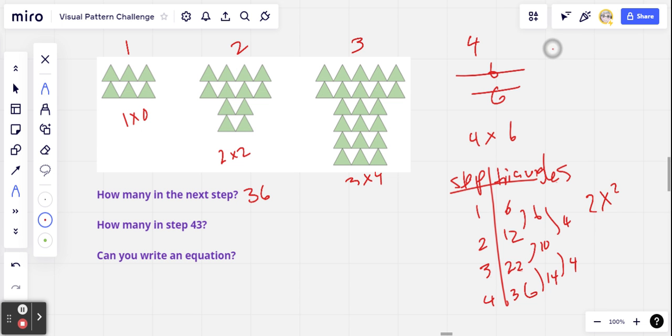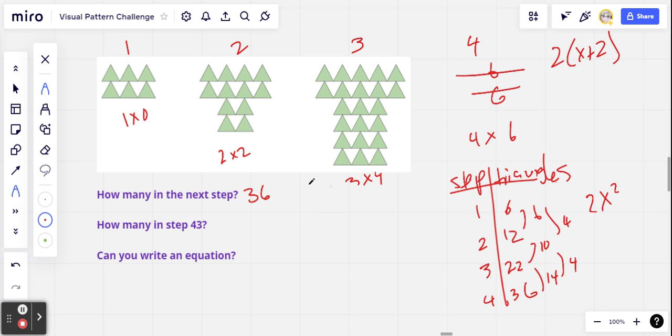So let's see, I'll put that up here. 2 times something. And what is the something? Well, it's 3, and then it's 4, and then it's 5. So that's always 2 more than the step number. So 2 times x plus 2. So that's just that top part. Now, how about the bottom part?